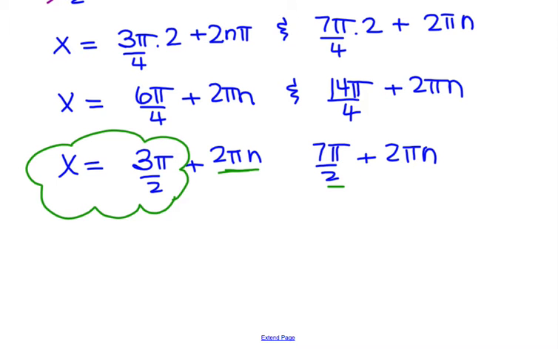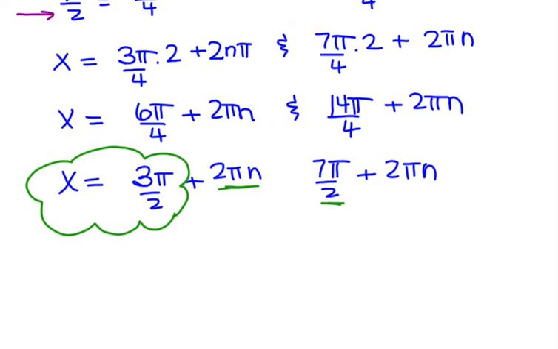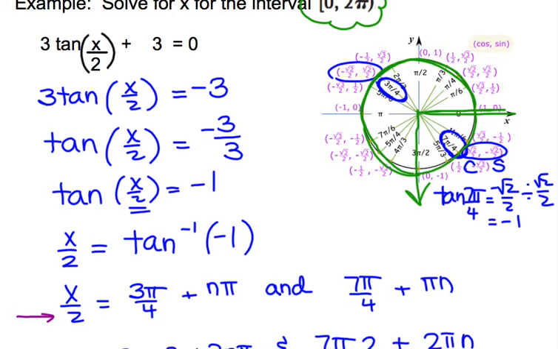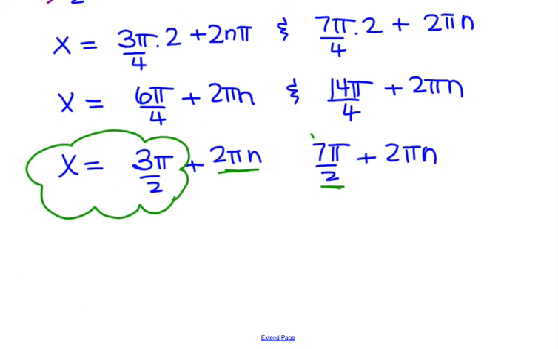Now, let's try and graph 7 pi over 2. So we'll continue on. So this would be 4 pi over 2, 5 pi over 2, 6 pi over 2, 7 pi over 2. Oh, we're outside the interval solution from 0 to 2 pi. So this one is too big. So we just have one solution. A solution for 3 pi over 2.